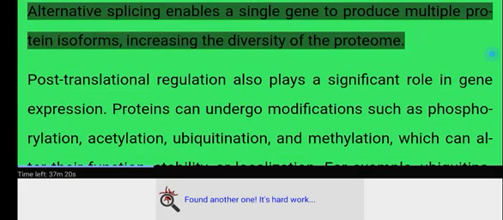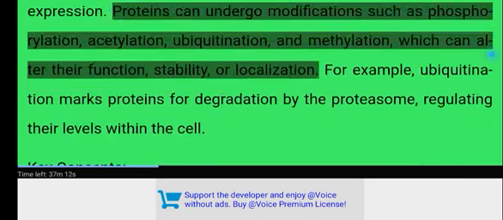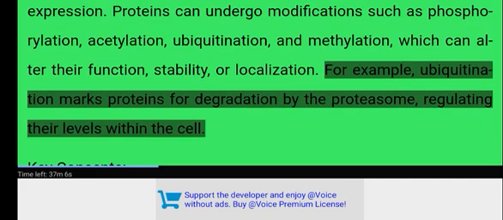Alternative splicing enables a single gene to produce multiple protein isoforms, increasing the diversity of the proteome. Post-translational regulation also plays a significant role in gene expression. Proteins can undergo modifications such as phosphorylation, acetylation, ubiquitination, and methylation, which can alter their function, stability, or localization. For example, ubiquitination marks proteins for degradation by the proteasome, regulating their levels within the cell.